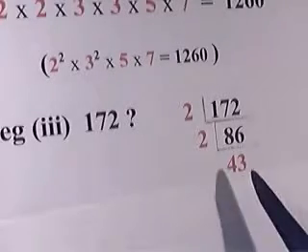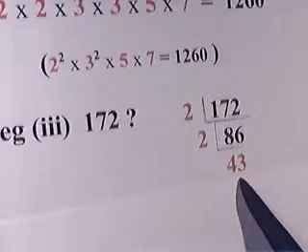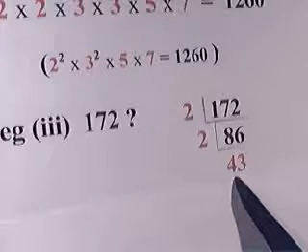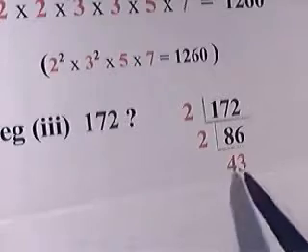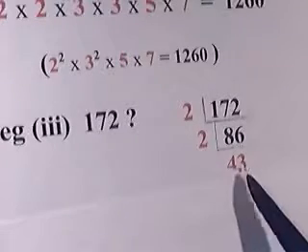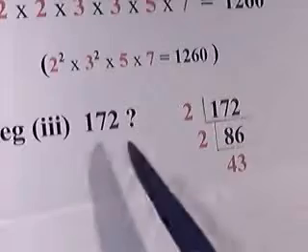Aha! 43. Now I will not find anything that divides into 43 except 43 and 1. So that's a prime number. I can go no further with the division. I have to stop there.